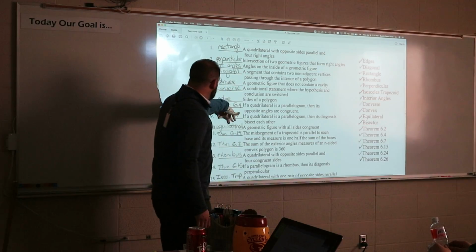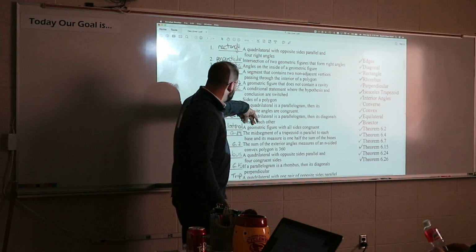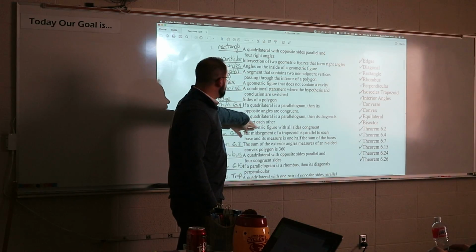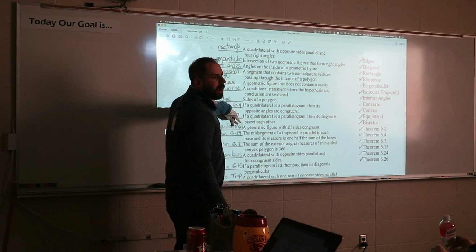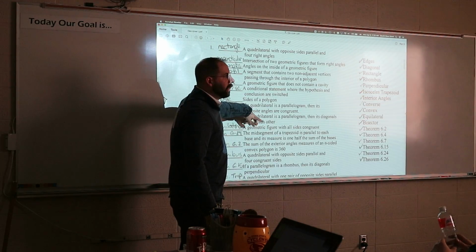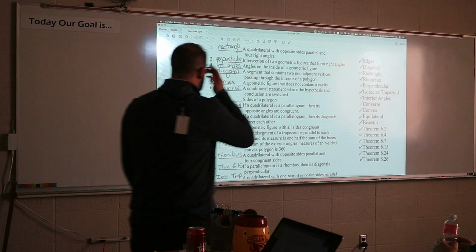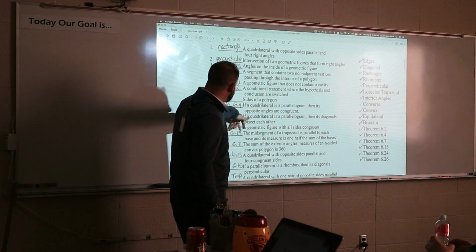Those are all of your theorems about parallelograms, right there, back to back. Next one, equilateral is a geometric figure with all sides equal. I had a lot of people trying to tell me rhombus here. The only reason this isn't rhombus is because it didn't say it had to be a four-sided figure. It could be any geometric figure that has all sides equal. Okay?